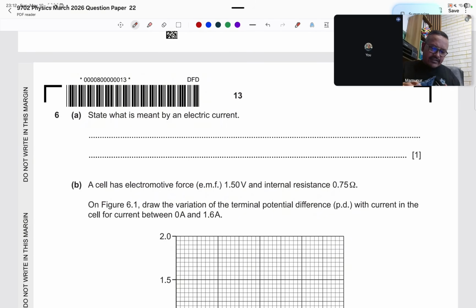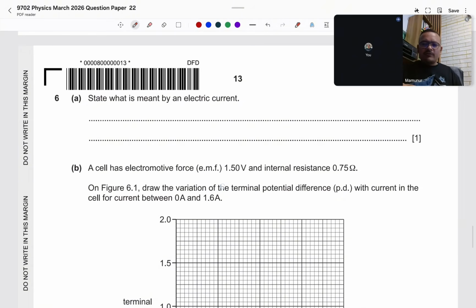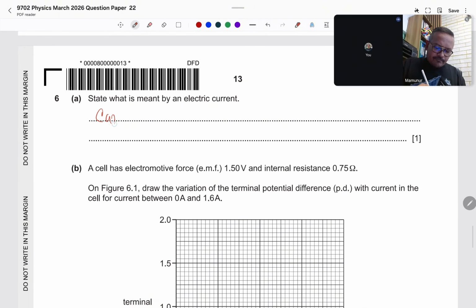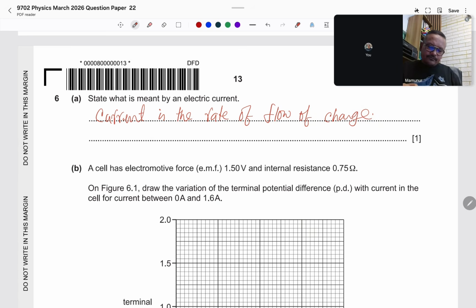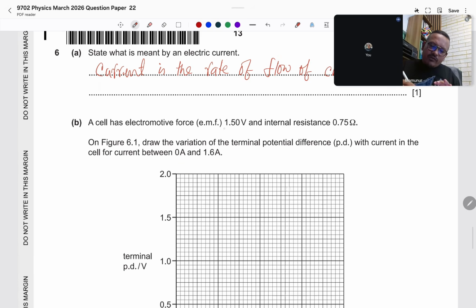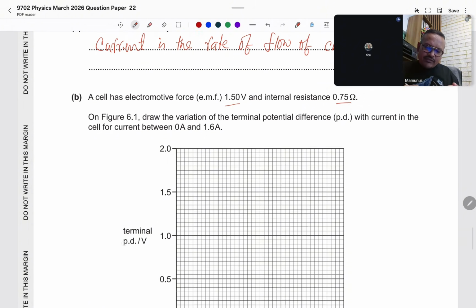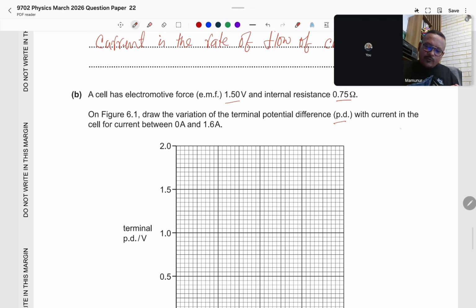Now it's about question number 6. State what is meant by electric current. We know about it. Current is the rate of flow of charge. A cell has EMF 1.50 volt, internal resistance 0.75. On figure 6.1, draw the variation of the terminal potential difference with the current for the cell, for current between 0 ampere and 1.6 ampere.